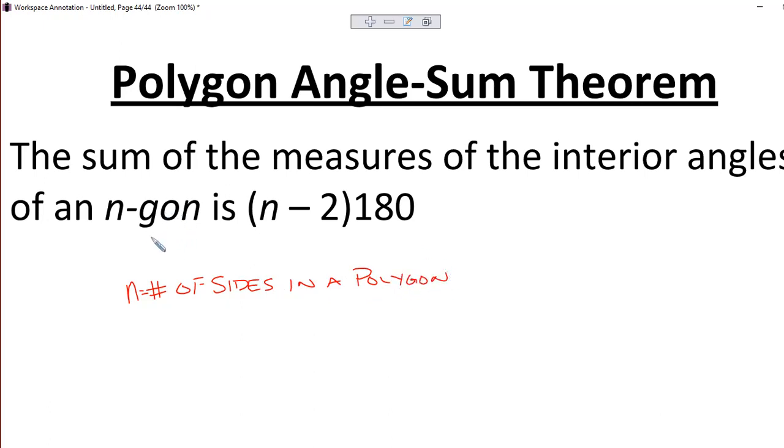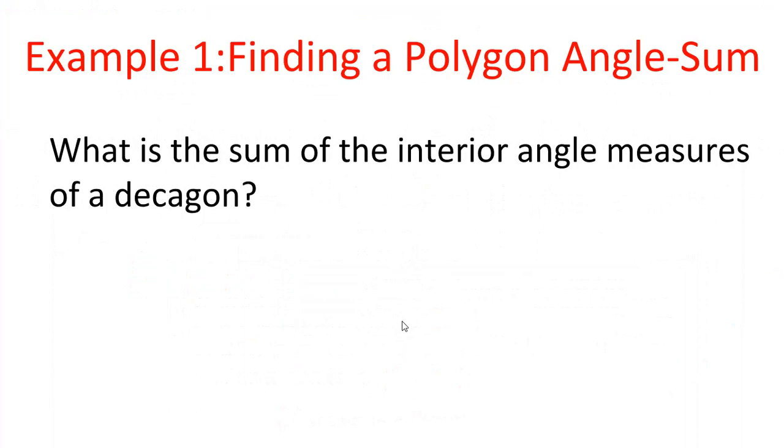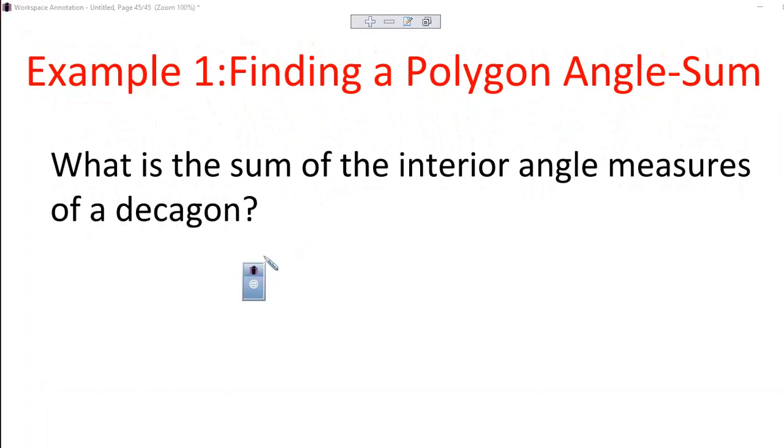So for any sided polygon, or n-gon, it's going to be n minus 2 times 180. All right, let's look at example 1, finding the sum of a polygon angle sum theorem. So what is the sum of the interior angle measures of a decagon? Well, the first thing I want you to do is identify the number of sides. Decagon has 10.